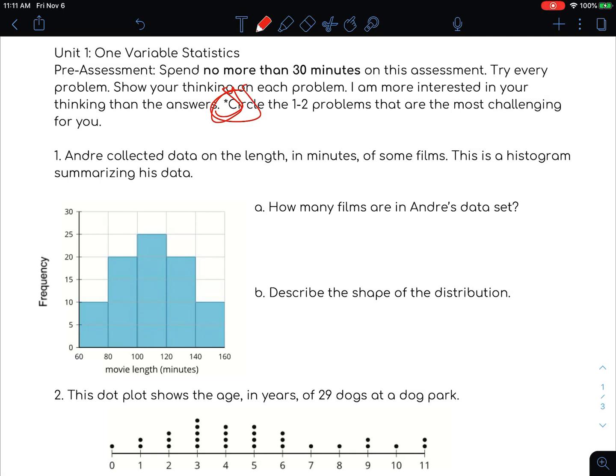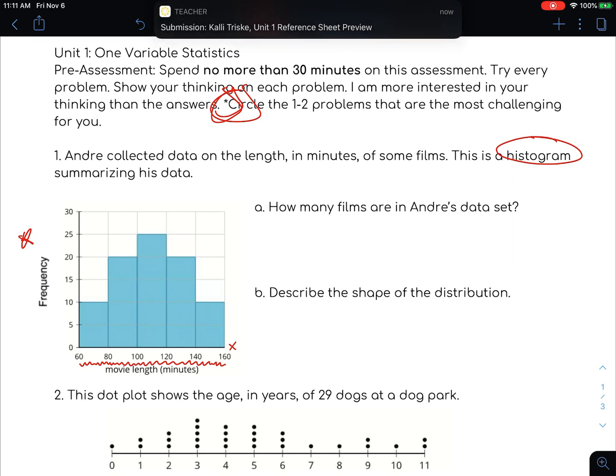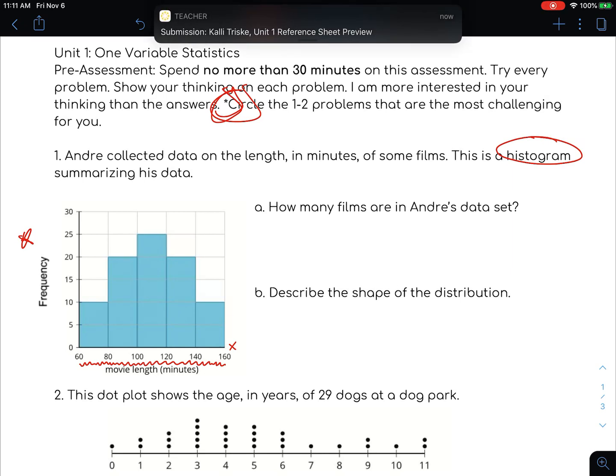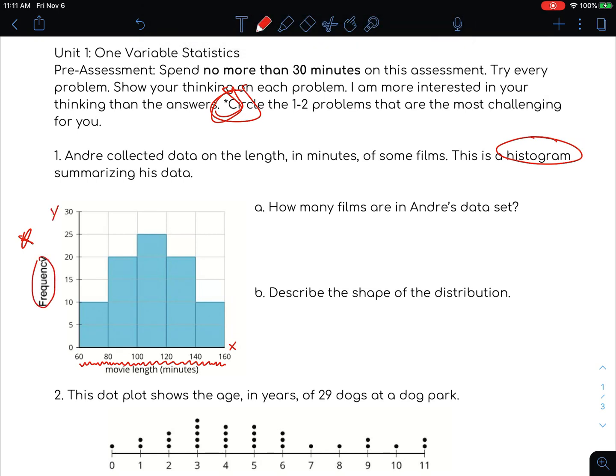So number 1 says Andre is collecting data on the length in minutes of some films. This is a histogram summarizing his data. A histogram is this graph over here. It looks like a bar graph, and it is a type of bar graph in a way. A histogram, though, always has intervals of numbers along the x-axis. Remember, this is our x-axis, the horizontal, side-to-side axis. And then it always has frequency on the y-axis.